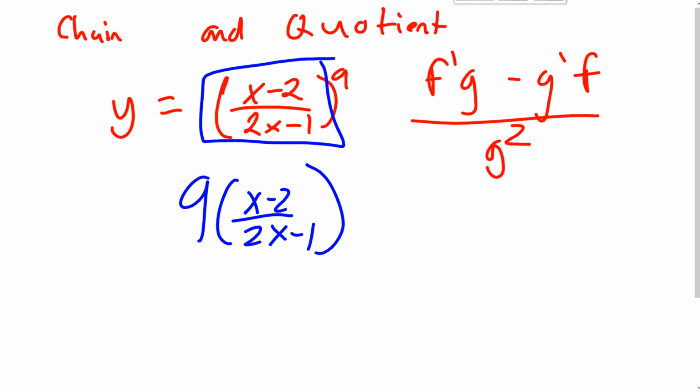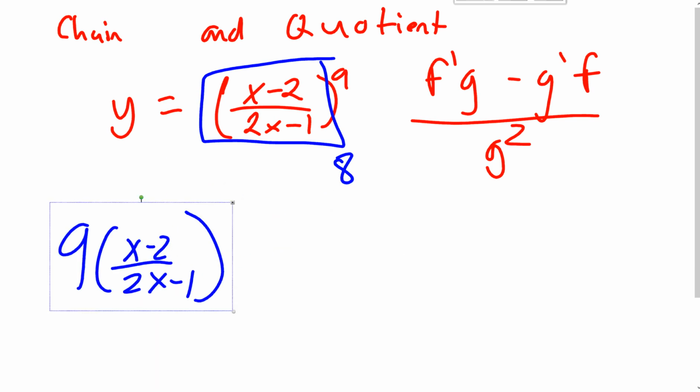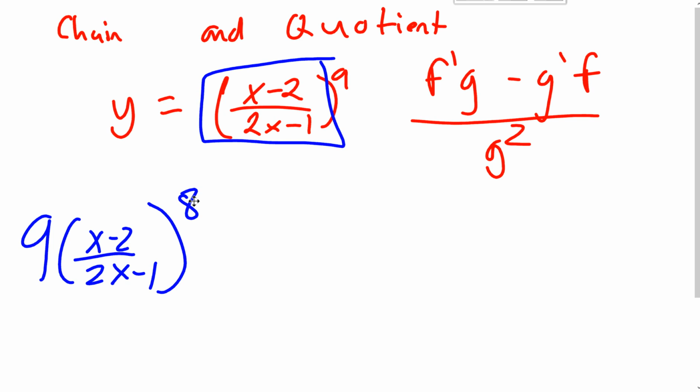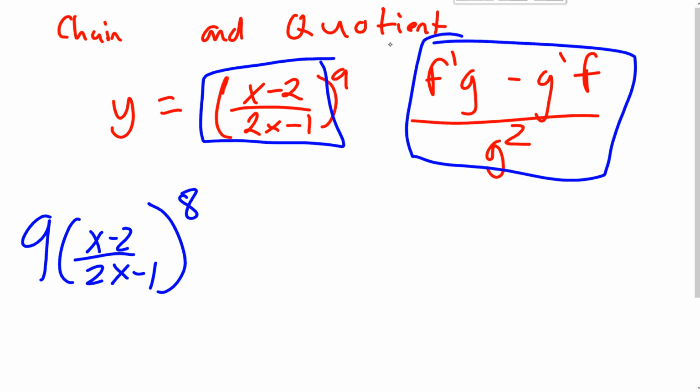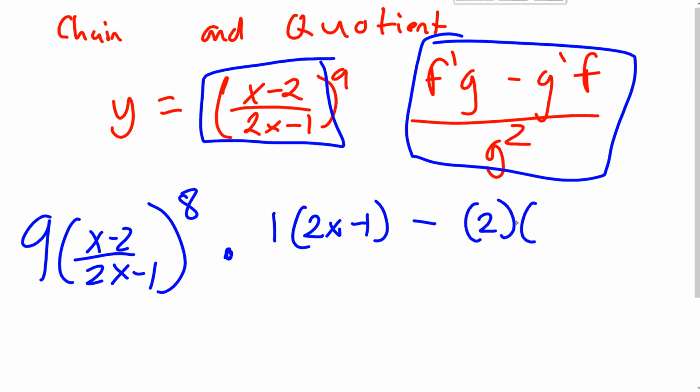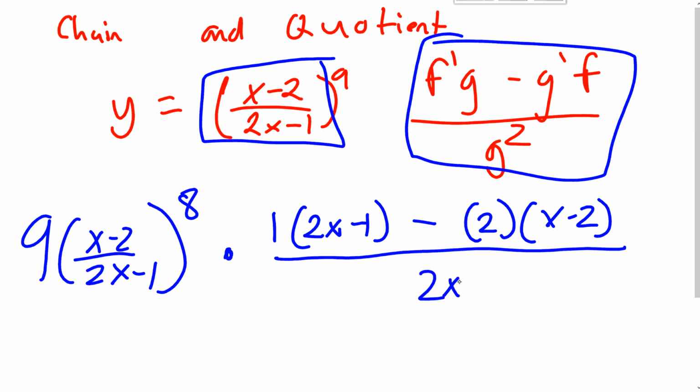Okay, so that's the derivative of the inside. Got to drop a power. So that's the derivative of the outside. Now I got to take the derivative of the inside, and the derivative of the inside is quotient rule. So that's f prime. So f prime is taking the derivative of f, which is just 1, times that by the bottom, minus the derivative of the bottom, which is just 2, times the top, all over the bottom squared.